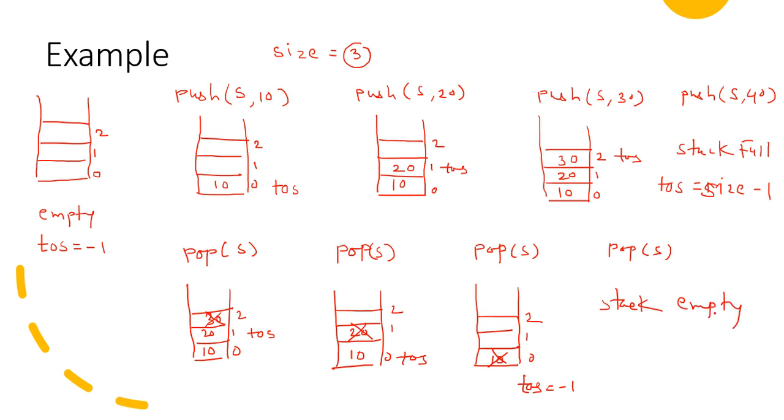Now why is the stack empty? Because all these elements are removed from the stack and there are no elements present on this stack. So what will be the condition for stack empty? Whenever my top value is -1, my stack becomes empty. So the full condition for the stack is whenever top value is size minus 1, and the empty condition for the stack is top equal to -1.